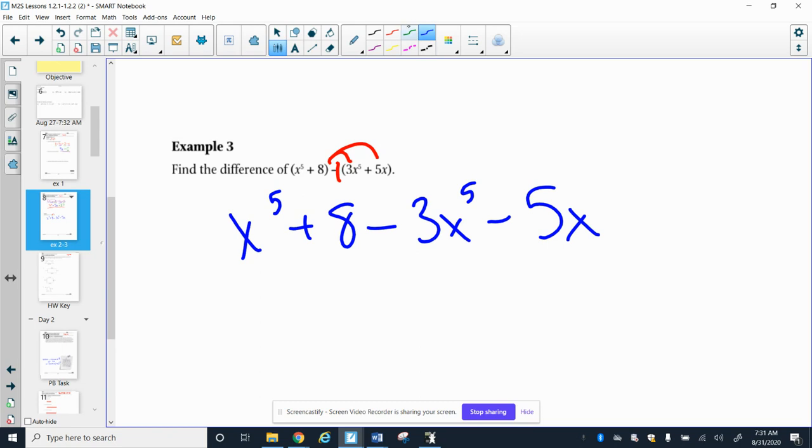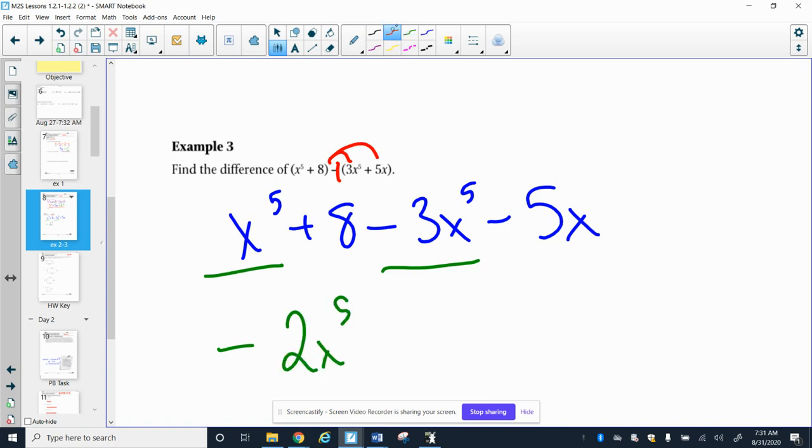Again, now this turns into a combining like terms problem. Okay, so in terms of our like terms, we have an x to the 5th, the negative 3x to the 5th. So really we have 1x to the 5th minus 3x to the 5th. That makes negative 2x to the 5th.